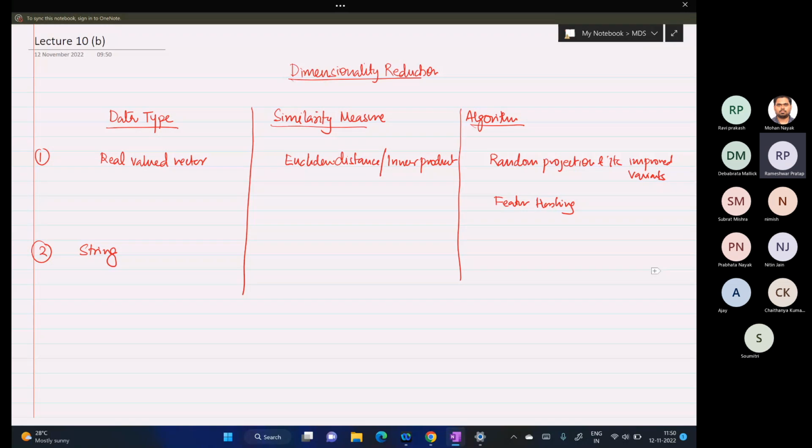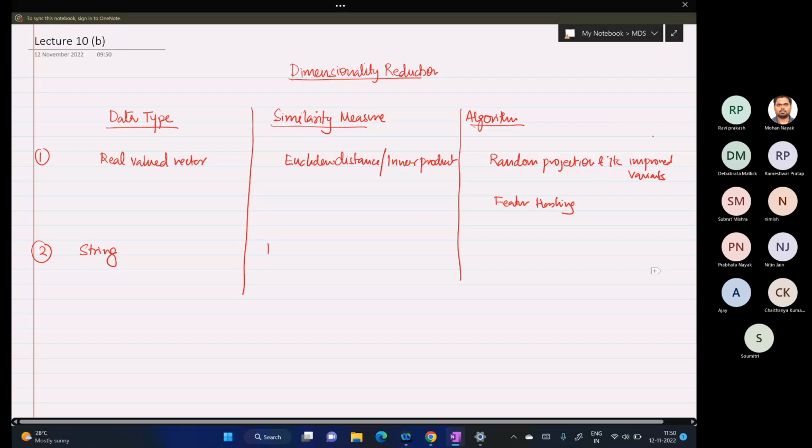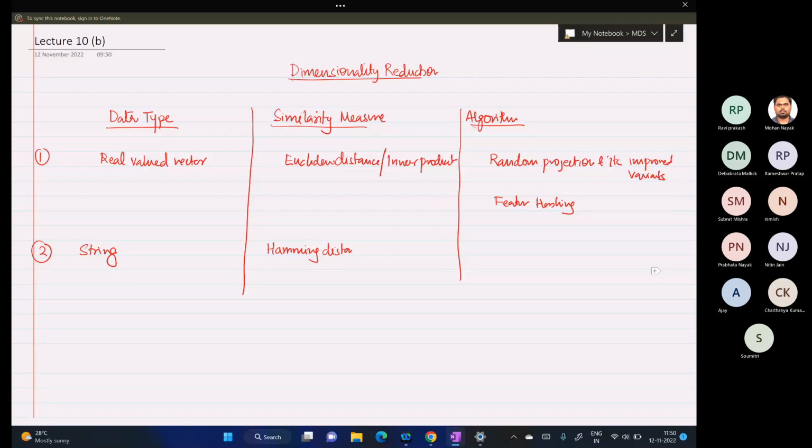So in case of strings, what could be an interesting similarity measure? How many characters are different? Yes, so that can be either Hamming distance or edit distance, or maybe there could be some other distance measure. Okay, and any other data type you can think of?